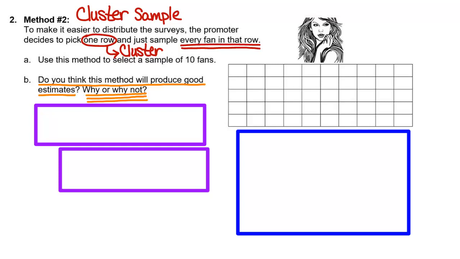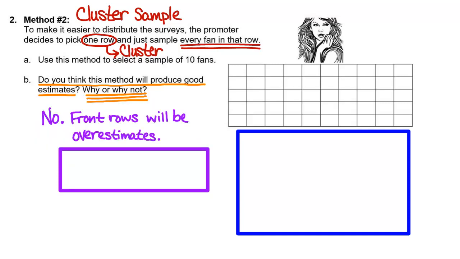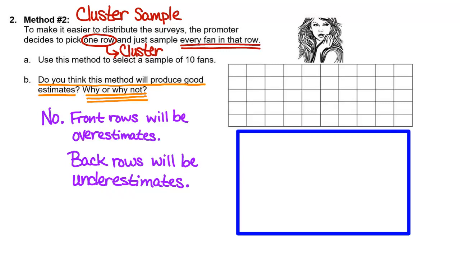Think about this from the fans' perspective. If you paid for front row seats, how do you think those people overall are going to rate their concert-going experience? Probably pretty high, right? Fifth row back, they're probably not saying it was a horrible show, but are they going to be as high as, say, somebody in the first or second row? Probably not. So I would say the front rows are probably going to be overestimates. Again, I'm just generalizing here, but the front rows are probably going to be overestimates. Back rows are probably going to be underestimates.